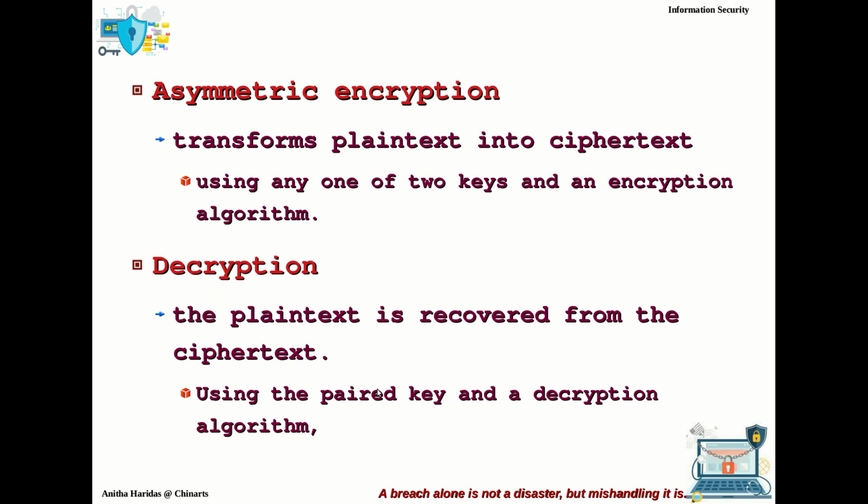What do you mean by paired key? If the public key is used in encryption, the private key will be used in the decryption, or if the private key is used in encryption, it will use the public key for the decryption process. So in the decryption algorithm, the input will be the paired key. Whichever key we use for the encryption, its pair will be used for the decryption process.